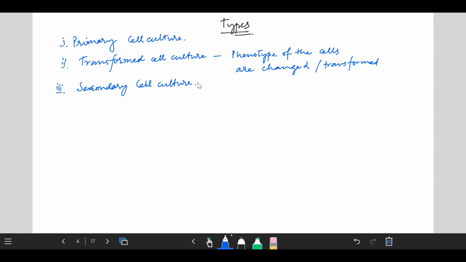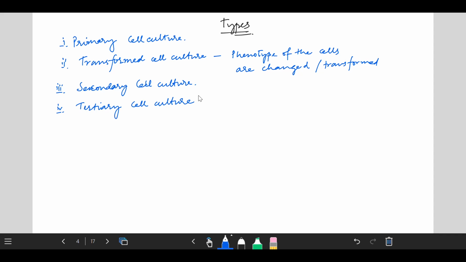Now, what is tertiary cell culture? When the secondary cell culture is further subcultured and stored for a longer period of time, that leads to tertiary cell culture. And further, the term quaternary: obviously, tertiary cell culture is subcultured again to form quaternary cell culture.